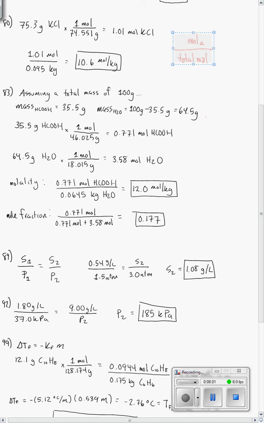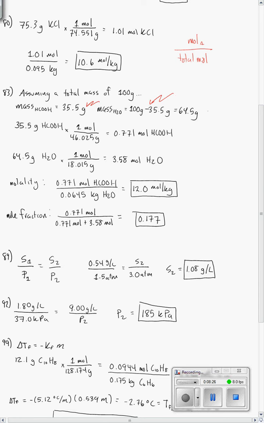If we have 100 grams in total, because we have 35.5% by mass formic acid, we must have 35.5 grams of formic acid. All of our leftover mass is in the form of water. Because we have 100 grams total, we can figure out our mass of water by subtracting our mass of formic acid from our total mass, which gives us 64.5 grams of water.